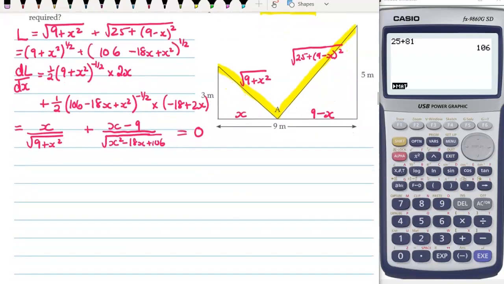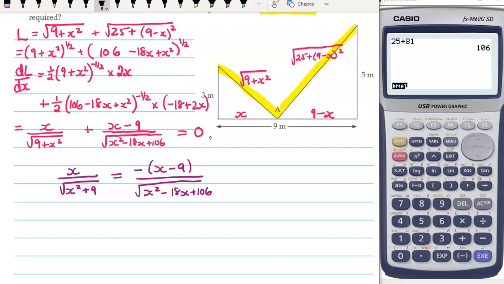Okay, now let's carry on and solve it. So bringing the x minus 9 fraction over to the right, we will have x over the square root of x squared plus 9 equal to minus x minus 9 over the square root of x squared minus 18x plus 106. Okay, I'm just going to sort out this minus here. So that would make it a minus x plus 9 if we remove the brackets, or 9 minus x.